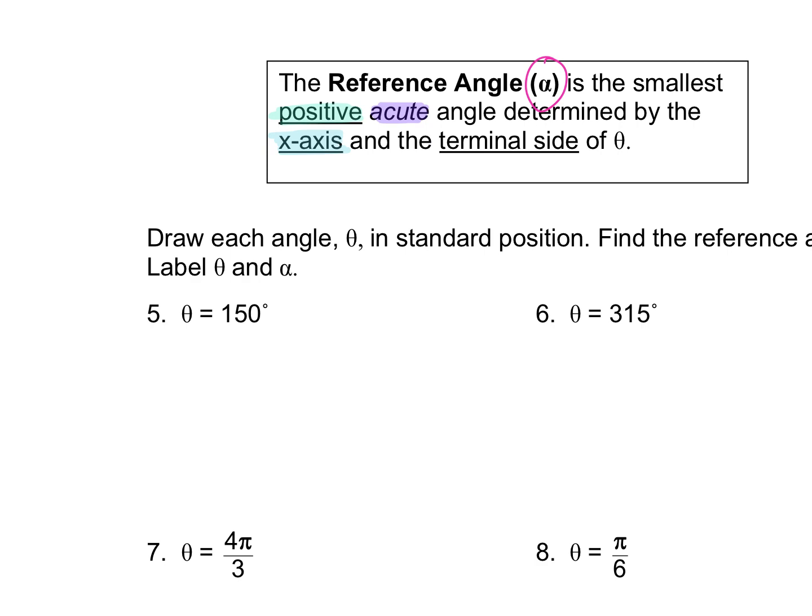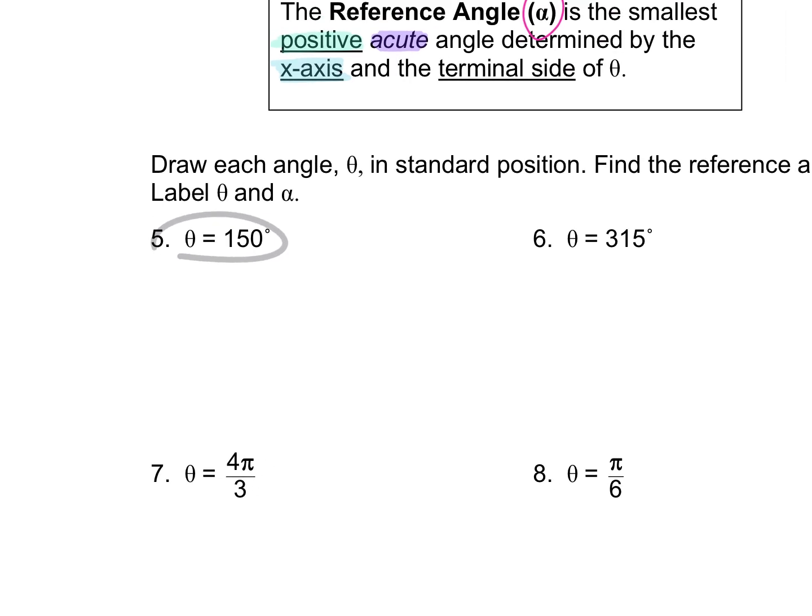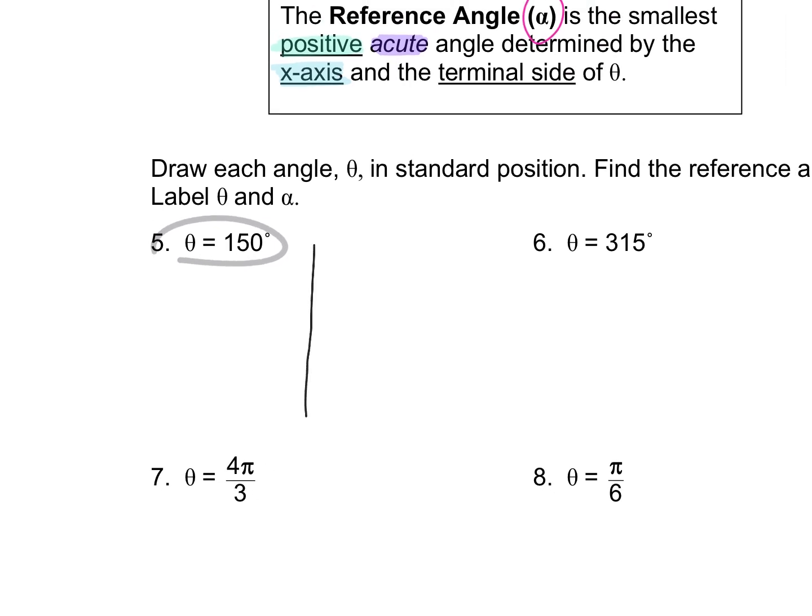First off, we're just going to draw them to make sure we know what we're talking about. So if I am given an angle, and my angle is 150 degrees. So let's think about our drawing. We've done this already. Where would 150 degrees fall? What quadrant? 1. 2. Okay?